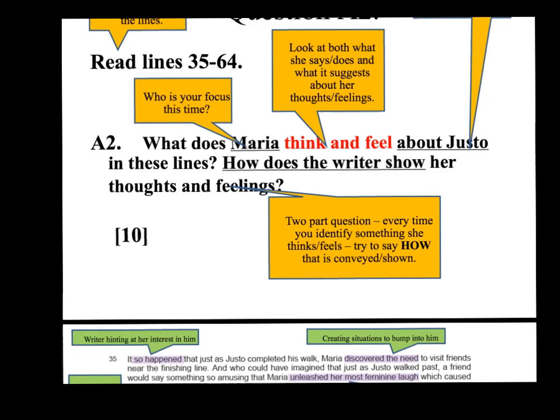Okay, so right from the very beginning, it so happened. The writer here is hinting that in fact Maria has an interest in Justo. The reason why we know this is because just on from that phrase we have Maria discovered the need. So it's clear that Maria is creating situations to bump into Justo.